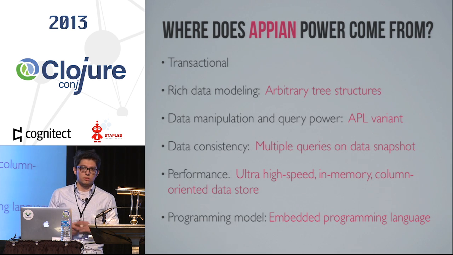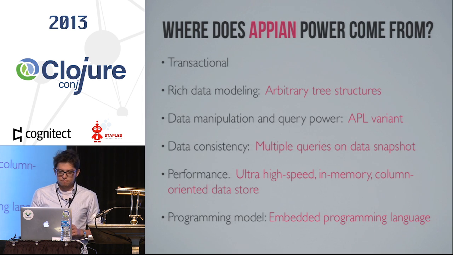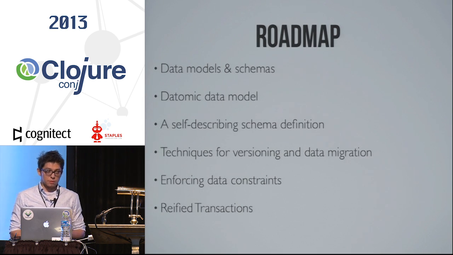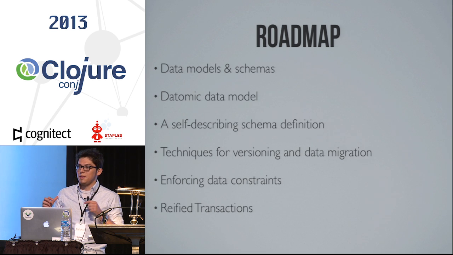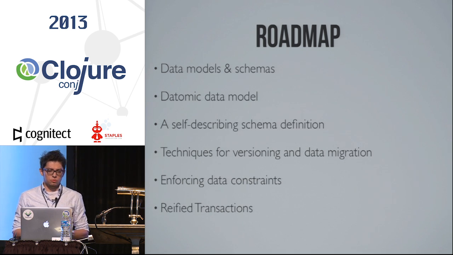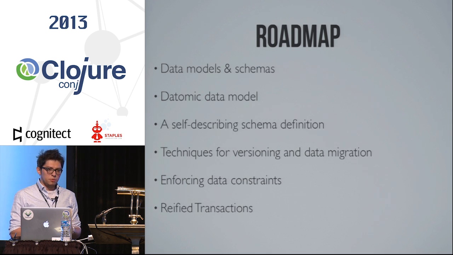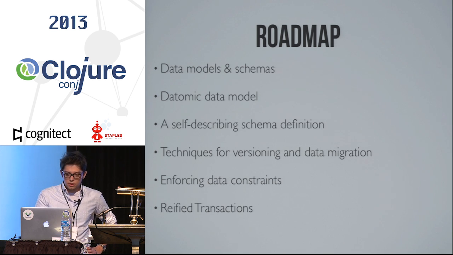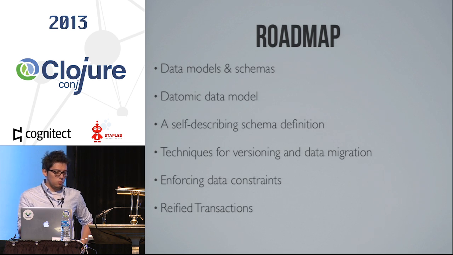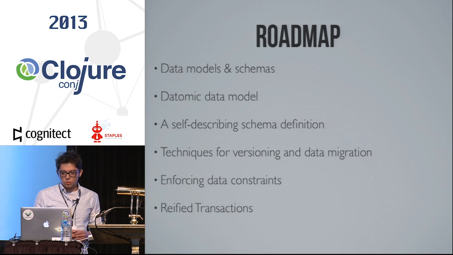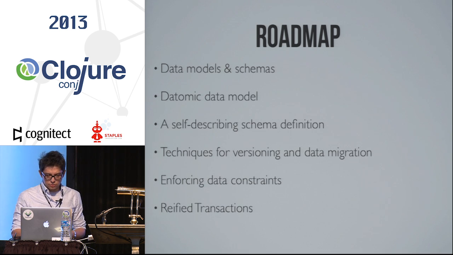Right, so we're going to focus a lot on the data model, and this is the roadmap. We're going to talk about schemas and data models. Then we're going to look a little bit at the Datomic data model. Then we're going to go very deep into a way that you can use or design to generate a schema that is self-described. And this is very important because it doesn't necessarily apply to Datomic, but you can take a lot of this input and use it on your own projects. We're going to see some techniques for doing data versioning and migration, data constraints enforcement, and then what it means for Datomic to have reified transactions.